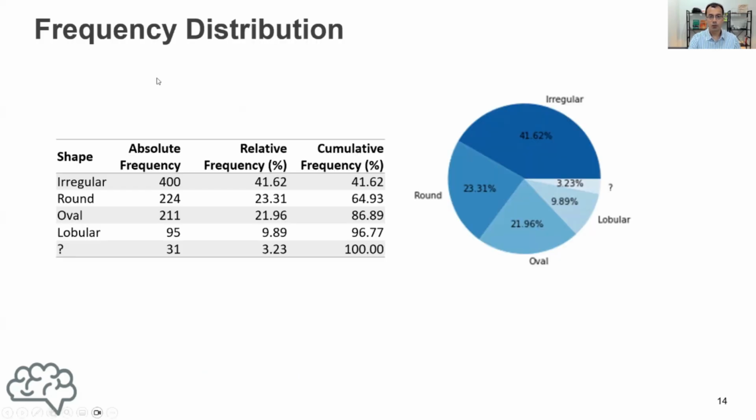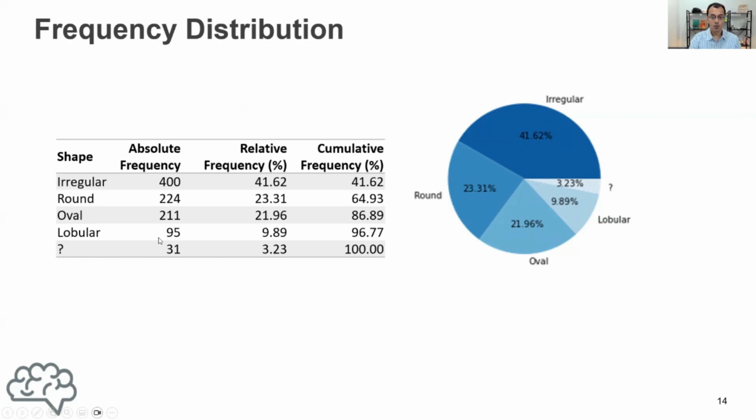The first thing that we are going to do here in terms of calculating the frequency distribution is we are going to take the variable shape, the shape of the mass that's observed in the exam. And this shape can assume 5 different values. It can be irregular, round, oval, globular, and this last value here indicates that there is a missing value there.